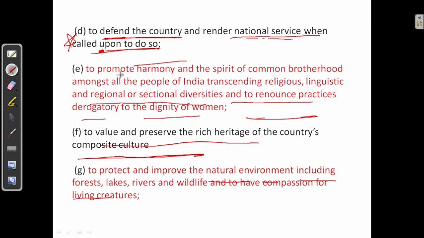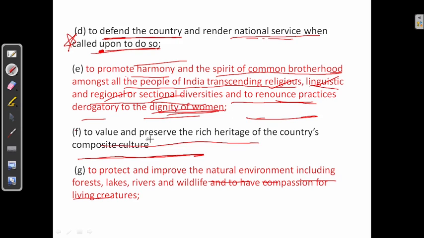The next fundamental duty is to promote harmony and the spirit of common brotherhood amongst all the people of India, transcending religious, linguistic, regional or sectional diversities, and to renounce the practices derogatory to the dignity of women. To promote harmony and the spirit of common brotherhood among all the people of India, on the basis of religious, linguistic, regional or sectional diversities. And to renounce the practices derogatory to the dignity of women.